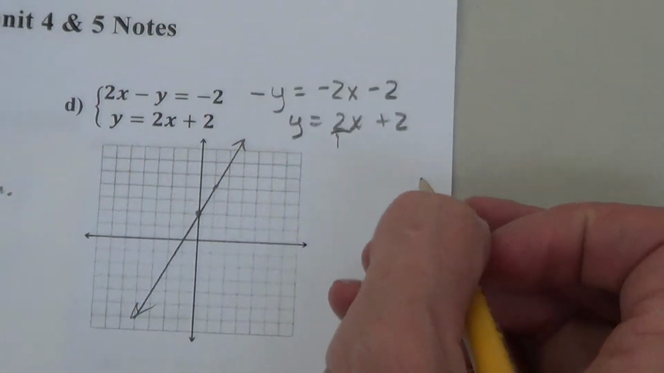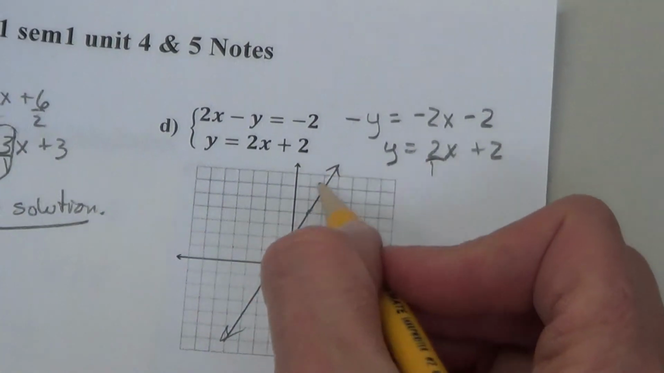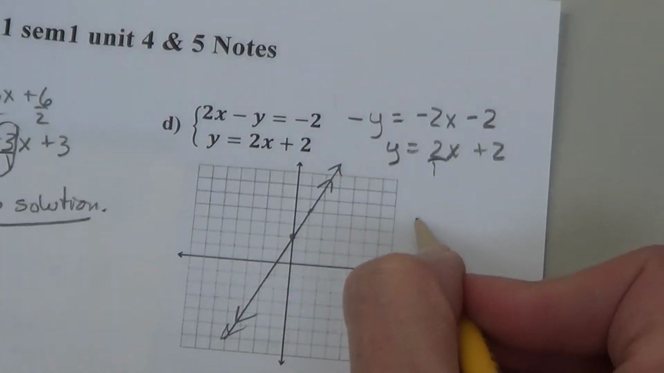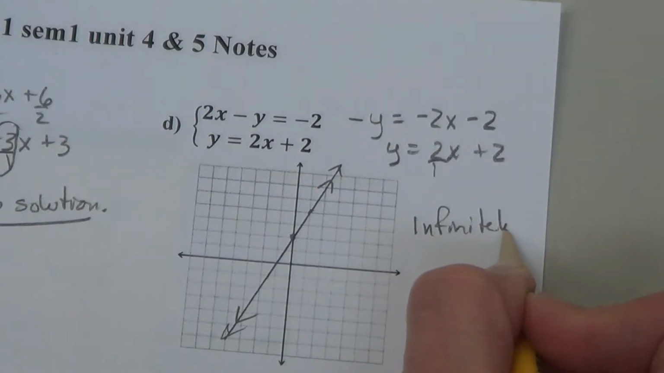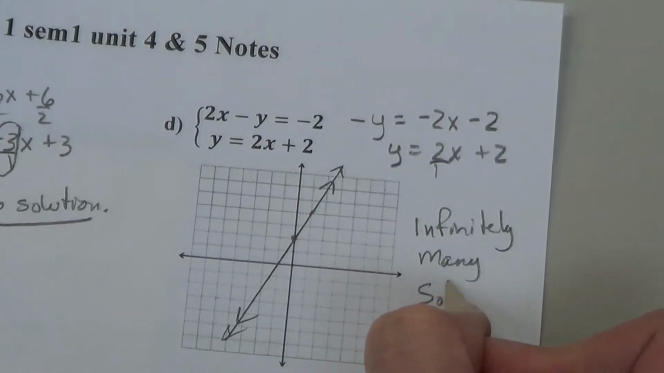And now if we look, the other line is exactly the same. So all we need to do is put 2 arrow tips to show that it's the same line, and we write infinitely many solutions.